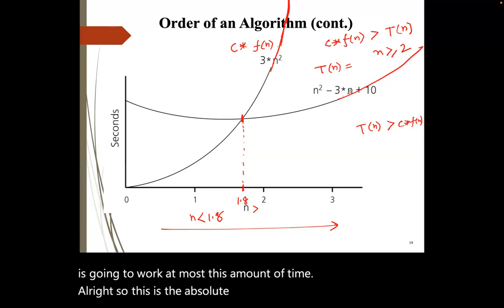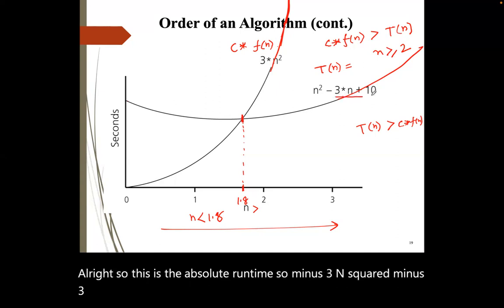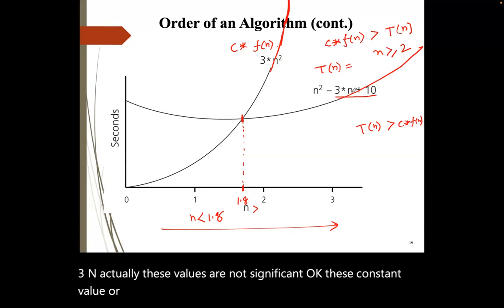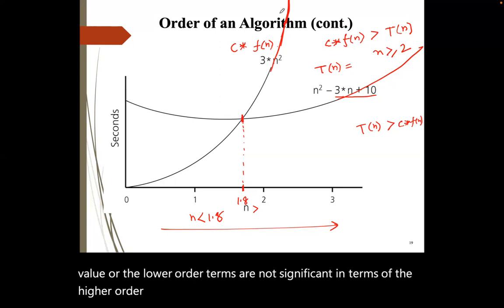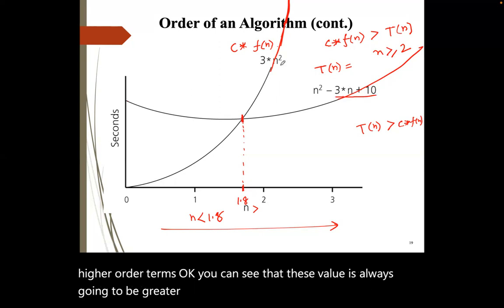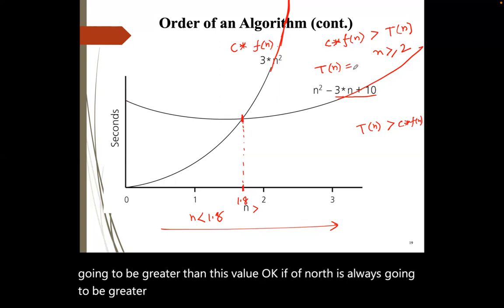The minus 3n square, minus 3n plus n, these values are not significant. The constant value or the lower order terms are not significant in terms of the higher order terms. You can see that this value is always going to be greater than this value. f(n) is always going to be greater than T(n).